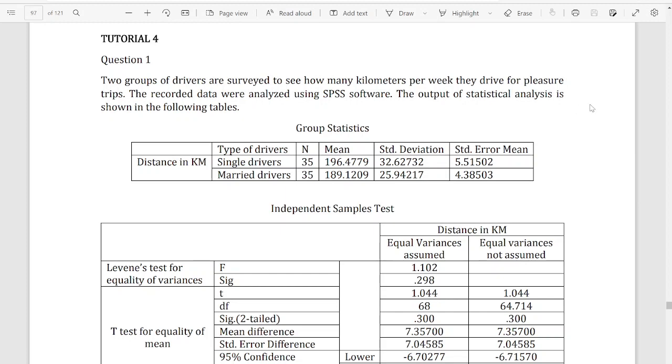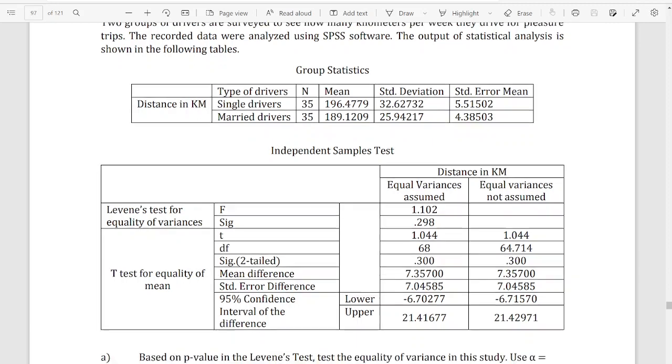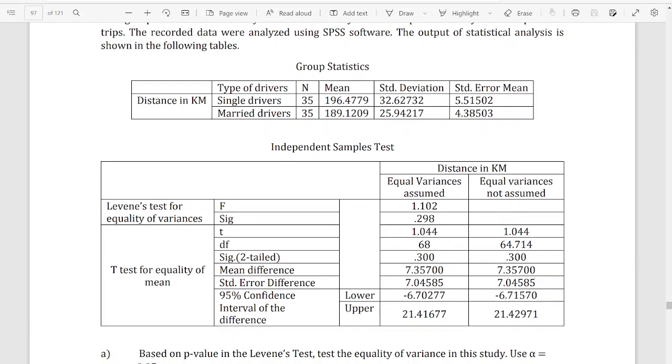Right. So let's continue. So this one, question number 1, 2 groups of drivers are surveyed to see how many kilometers per week they drive for pleasure trips. The recorded data were analyzed using SPSS software. The output statistical analysis is shown in the following table. So they give you the tables here. So they give you the group statistic and then the independent sample test. Okay. So you already state that this is an independent sample test.